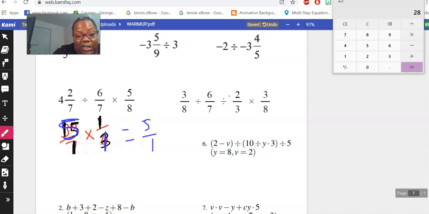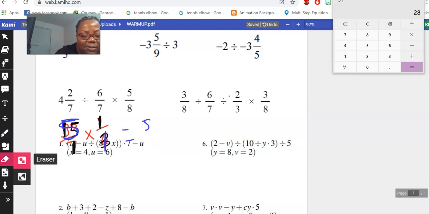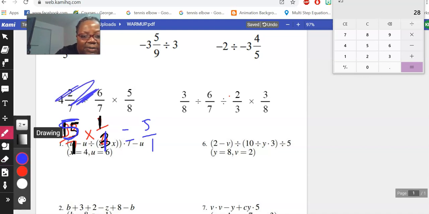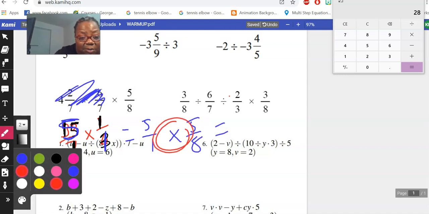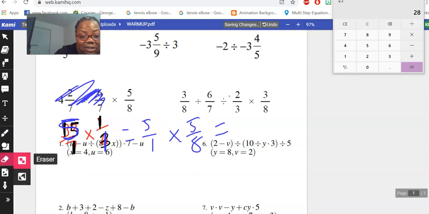Now, of course, I could just keep it as 5, right? Meaning I could take this out right here, just keep it as 5, but I'm not going to do that because I still have more fractions to work with, right? So I've taken care of this, and I need to bring down the rest of it, which is times 5/8. I do not flip, because it's already multiplication. Already multiplication means I don't have to flip.